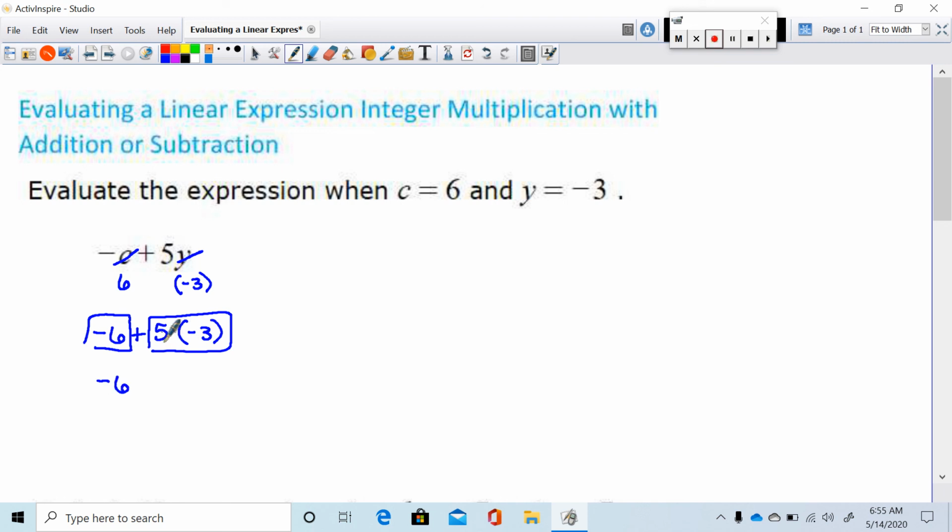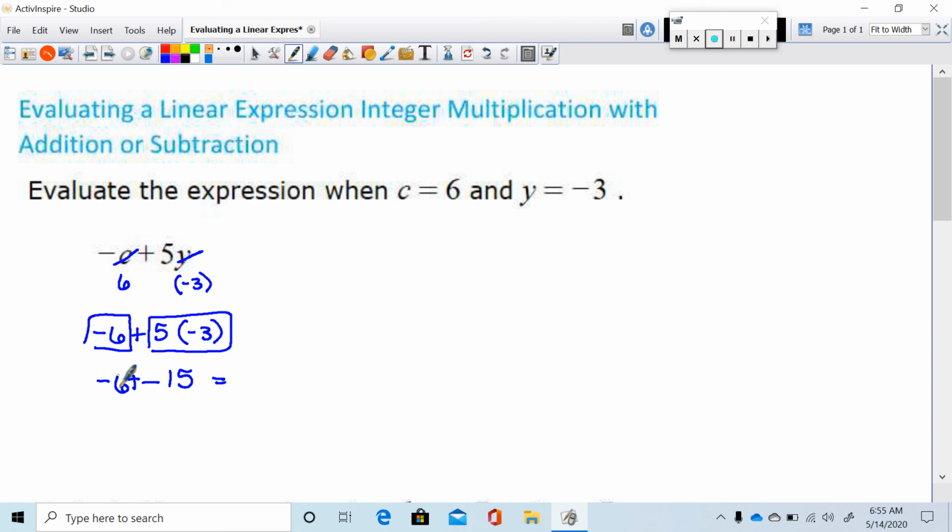Okay. You have a positive times a negative. It takes two negatives to cancel this one out, and we don't have two of them here. So I'm just going to write down the negative, and then 5 times 3 is 15. Now you bring down the plus sign. Okay, so you have a negative 6 and a negative 15.